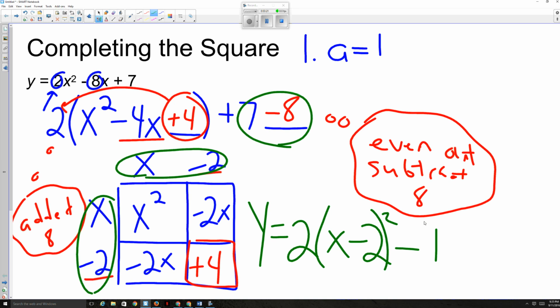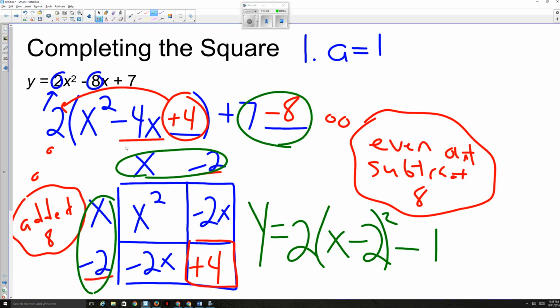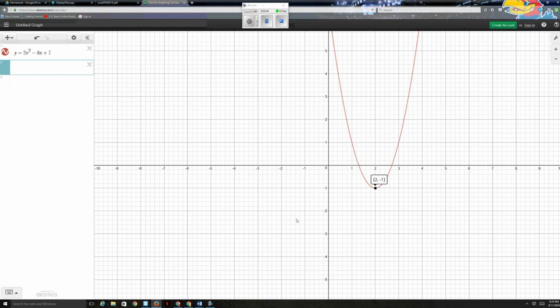Okay, let's look at it on Desmos and see what happens here. So I'm going to graph those two. y equals 2x squared minus 8x plus 7. Okay, and notice here, please, that your vertex is (2, -1). Okay, and so here I'm going to graph this also. So y equals 2, quantity x minus 2, and I want to square that, minus 1. And look at that, guys.